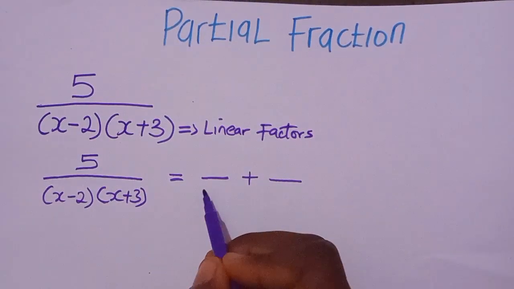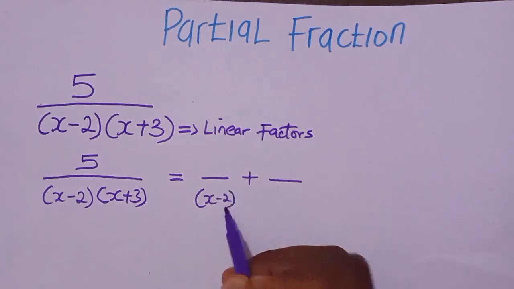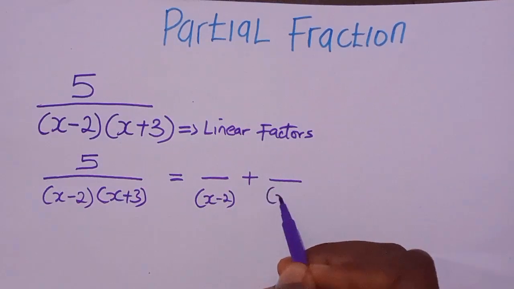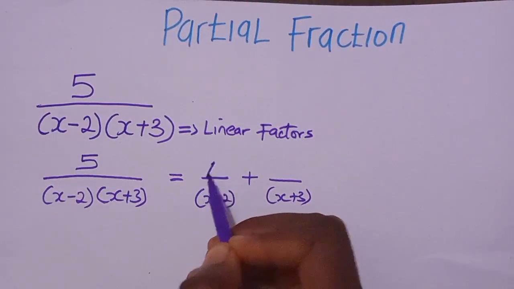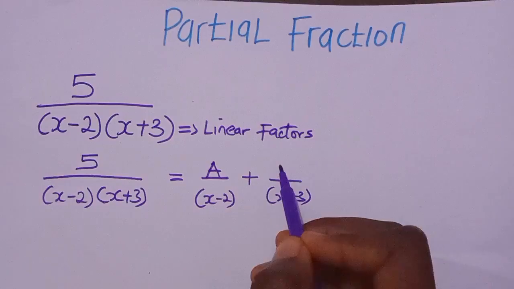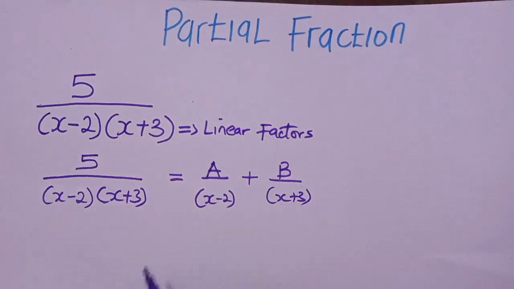The first one is x minus 2, and the second one is x plus 3. Then we pick unknown constants a and b. The next step is for us to clear this denominator. And how are we going to clear this denominator? We multiply both sides by the same denominator.